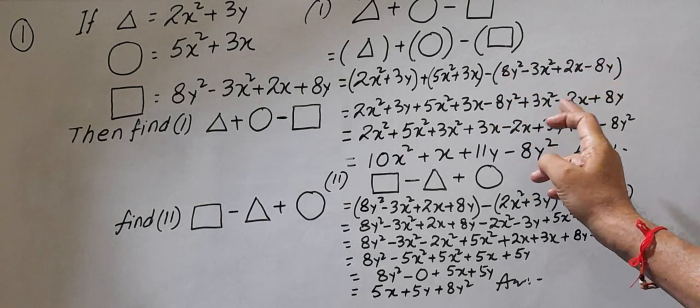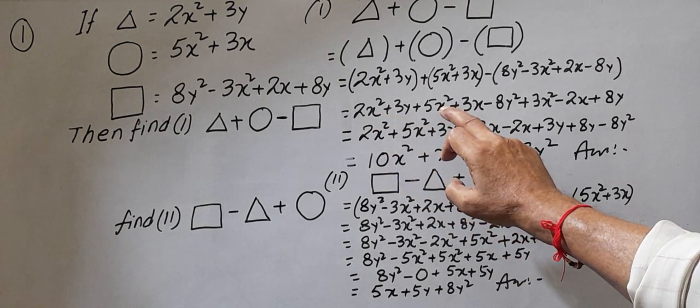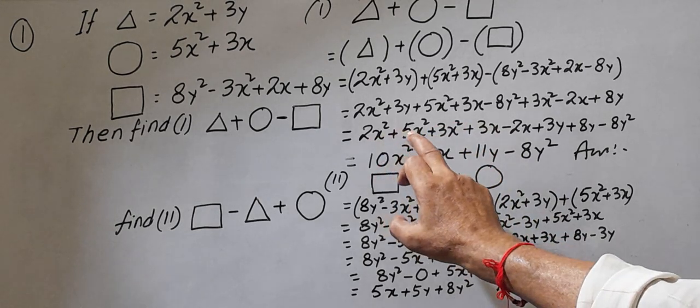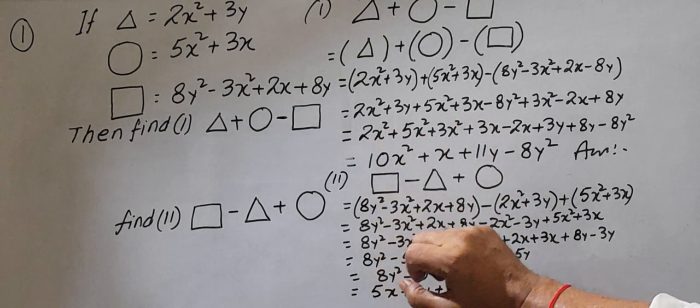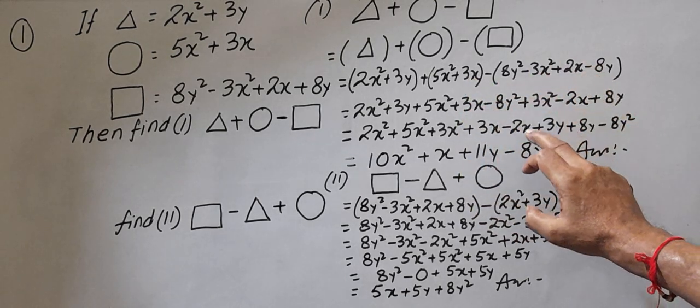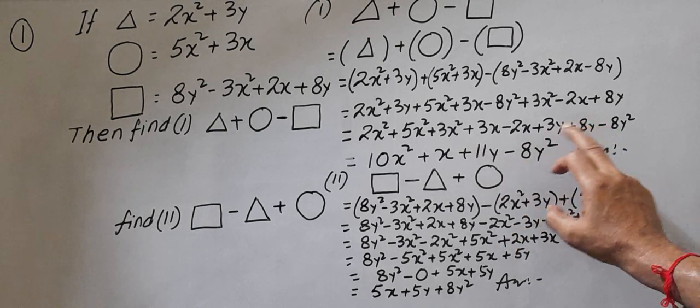Now again x square, bring in the same: 2x square plus 5x square plus 3x square, 2 plus 5 is 7, plus 3 is 10x square. Here 3x and here minus 2x, so that is only x, and it is 11: 3y plus 8y is 11y.